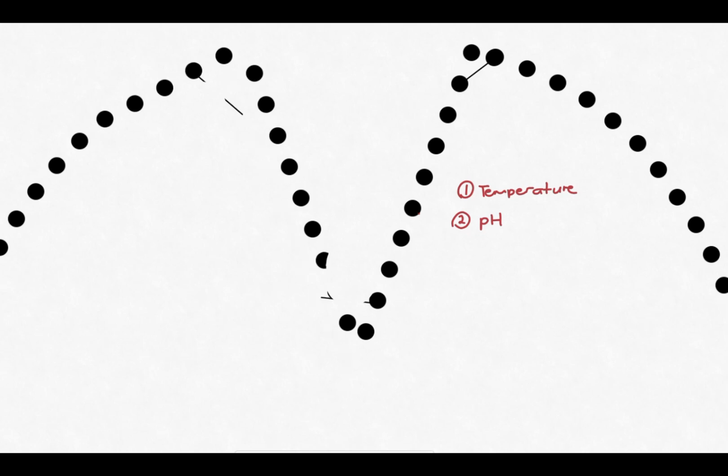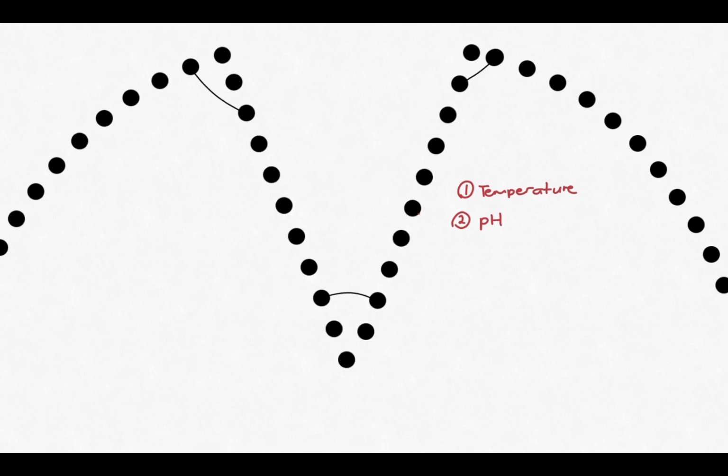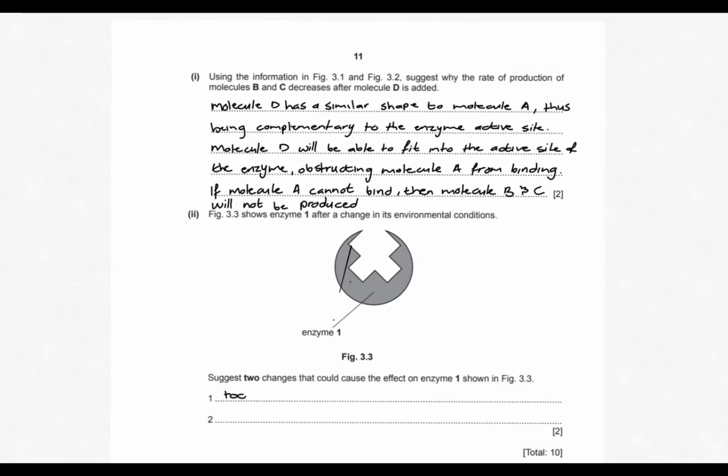This is called denaturing. Now with pH, when the pH is either too high or too low, it bends and alters these bonds keeping the amino acids together. When the pH is too high or too low, it can even cause the bonds to break and it would be irreversibly changed. So the two changes that could cause the effect on enzyme 1 shown in figure 3.3 will be either too high a temperature or too high or too low a pH.